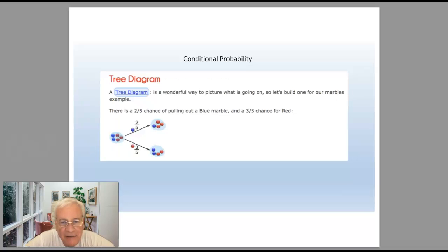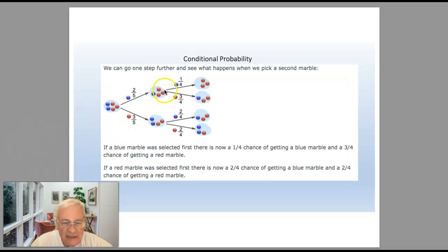Now we can make a tree diagram. It's a great way to picture what's going on here. So let's look at our marble example. Again, the first selection, what's the chance of getting a blue marble? Well, it's 2 out of 5, which means 3 out of 5 that it's not blue, it's red. Then we do the second selection. If the first one was blue, then the probability the second is blue is 1 out of 4. So the probability it's not blue is 3 out of 4.